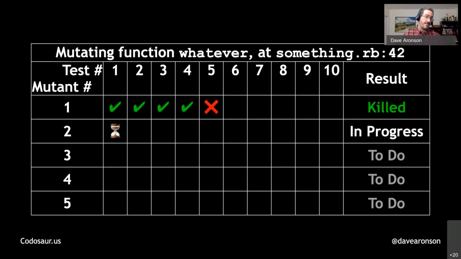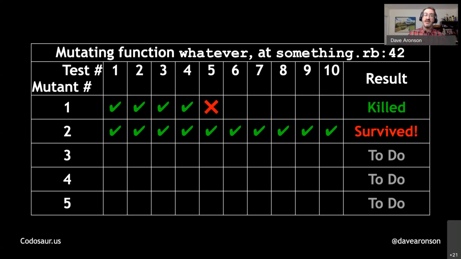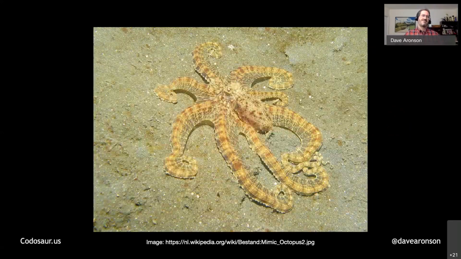On the other claw, if a mutant lets all the unit tests pass, then the mutant is said to have survived. That means that the mutant has the superpower of mimicry, skilled enough to fool our tests. This usually means that our code is meaningless, or our tests are lax, or both. And now it's up to us to figure out how.